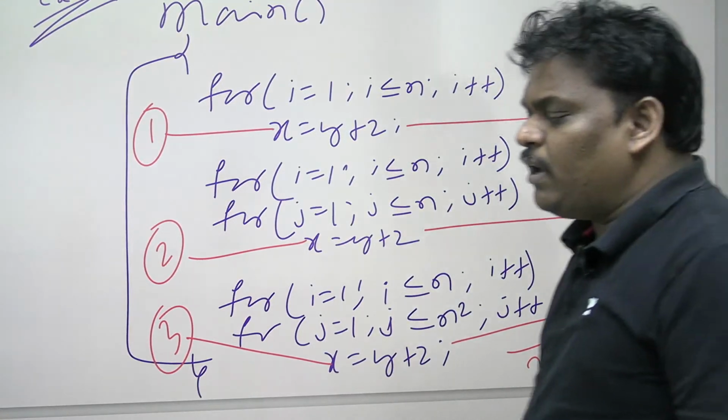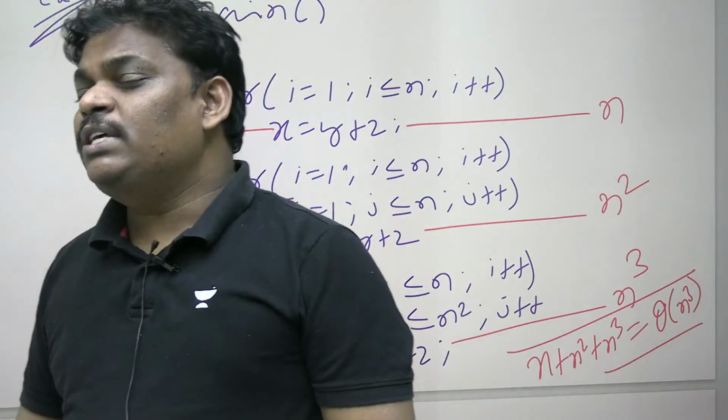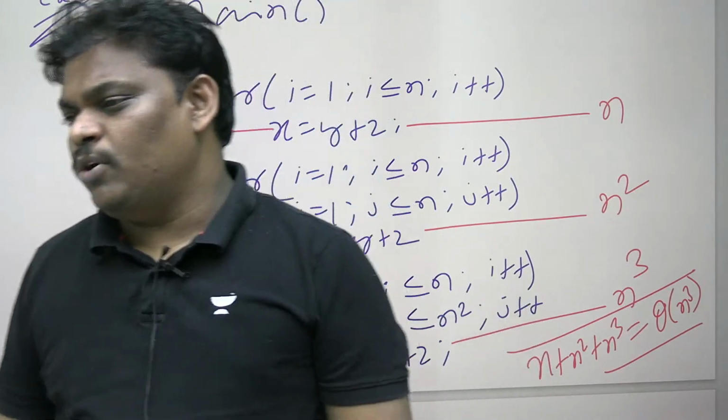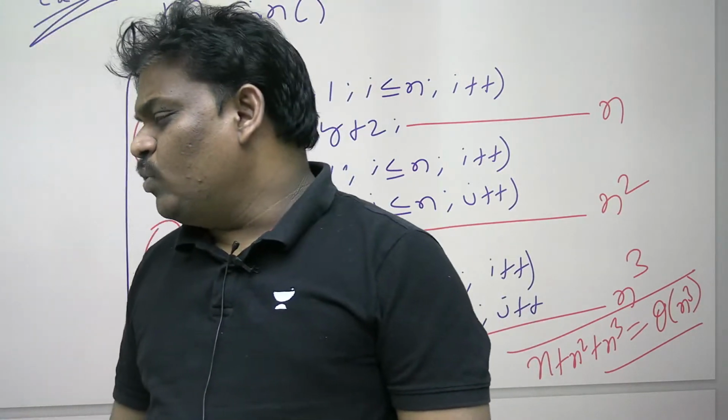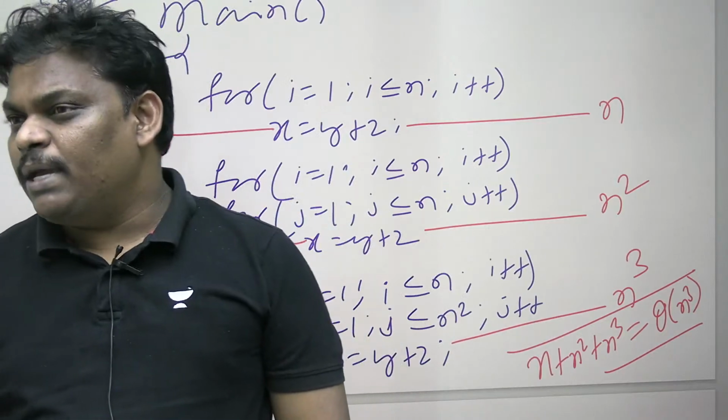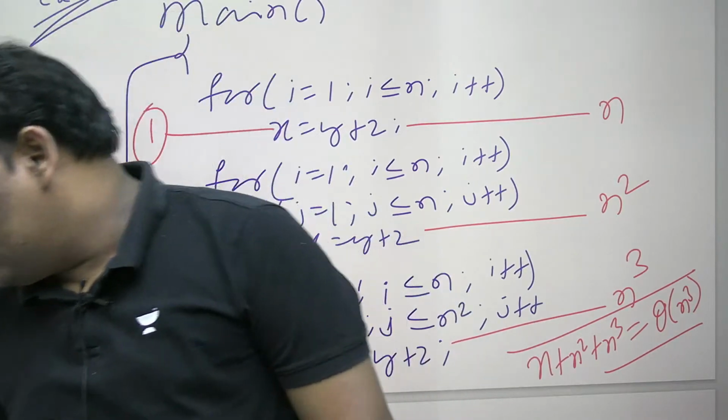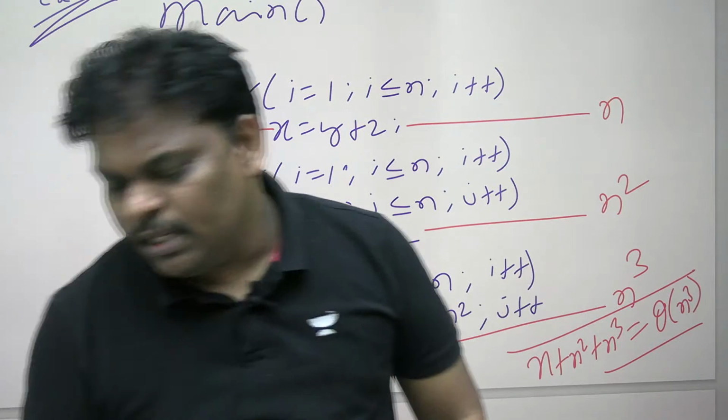Just identify how many statements. Next, how many times is every statement executing? Count. After counting, do the total sum. Whichever is the bigger one, theta of the bigger one.